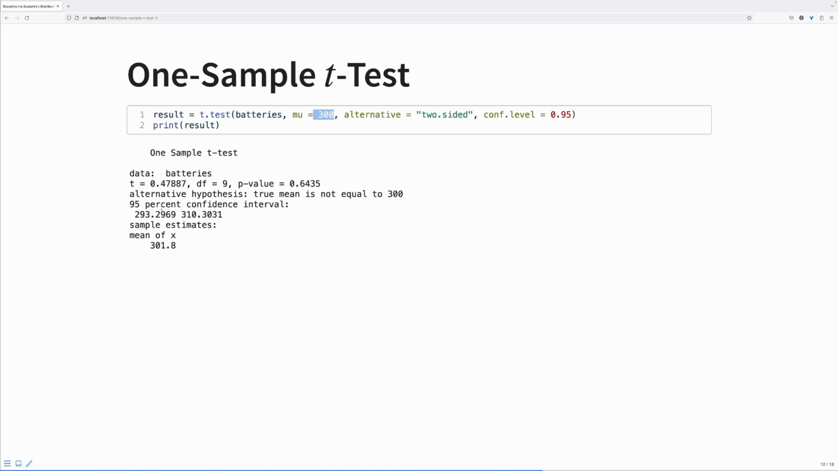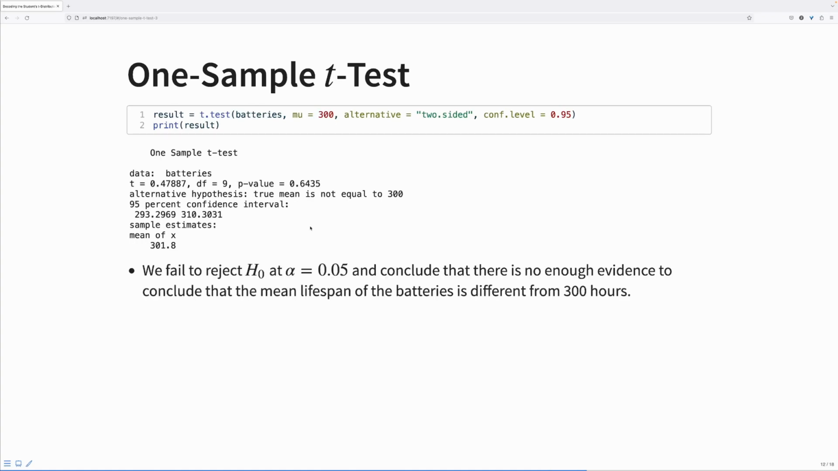The t-test will give us everything we need, such as the t statistic, degrees of freedom, p-value, and confidence interval. And because the p-value is greater than 0.05, we fail to reject H0 at alpha equal to 0.05 and conclude that there is not enough evidence to conclude that the mean lifespan of the battery is different from 300 hours. And also you can see that the 95% confidence interval actually contains 300.